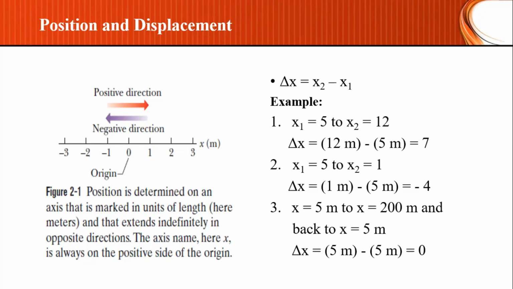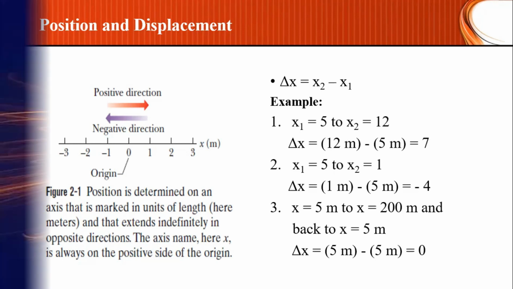Note that the displacement involves only the original and final position. For example, if the particle moves from x = 5 out to x = 200 and then back to x = 5, the displacement from start to finish is 5 minus 5, which is 0. Displacement is a vector quantity, which is a quantity that has both a direction and a magnitude.